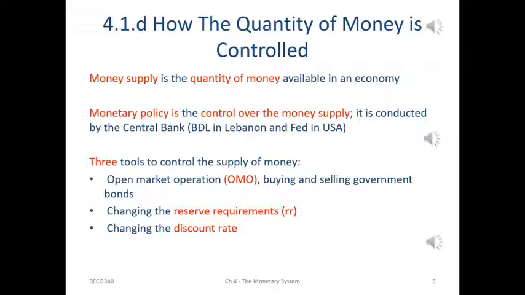To control the supply of money, governments usually use three tools. A primary way in which the central bank controls the supply of money is through open market operations, which is the purchase and sale of government bonds, or by changing the reserve requirements, and finally by changing the discount rate.